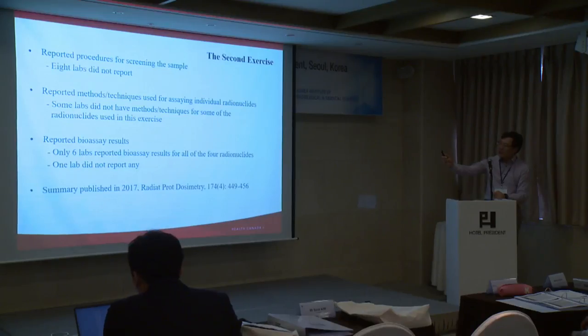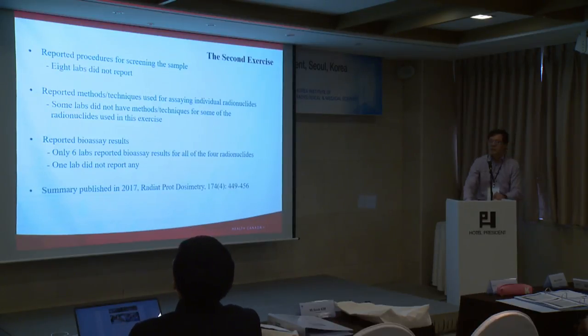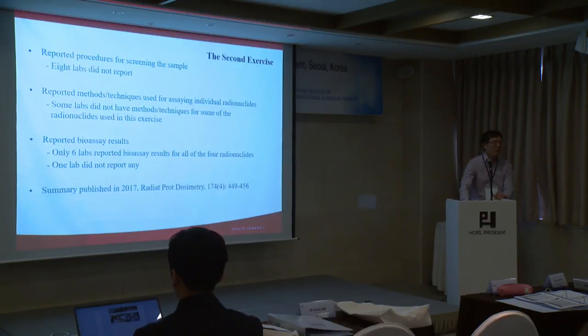Okay, the method, I don't have a slide for this one. There's too much material on that. 18 labs for reading colors, think about that. But I want to highlight here, some labs don't have the techniques required for specific radionuclides in this exercise. For example, plutonium. In this case, the spike level is about 10 millibecquerel per liter. It's quite low, actually. They cannot handle that.